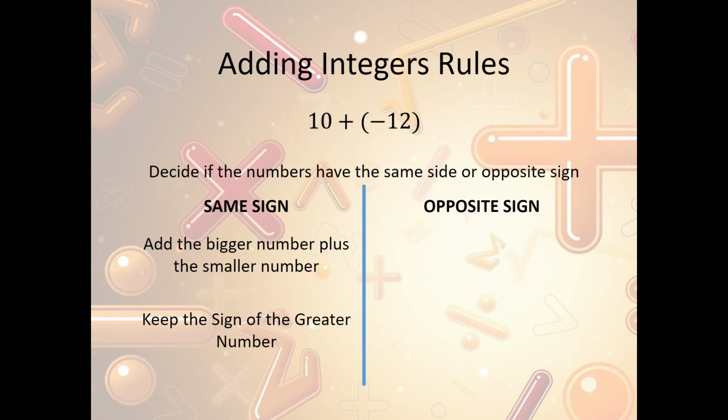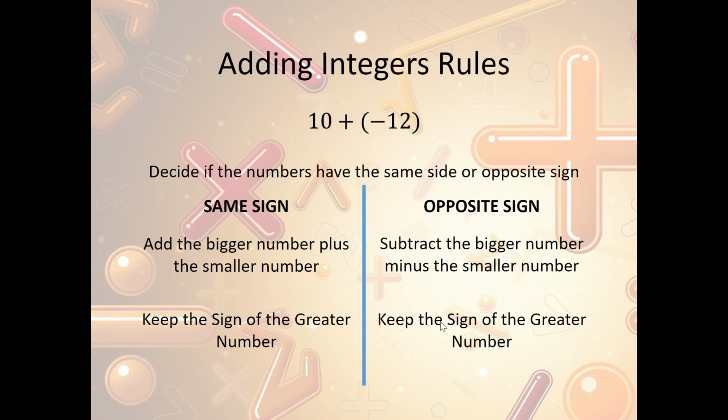Pretty simple. Now, if they have opposite signs, we're going to do the opposite operation. So we'll subtract the bigger number minus the smaller number, and then keep the sign of the bigger number. For instance, in this case, we have 10 plus negative 12. Those are opposite signs, so we're going to take the bigger number, which is 12, and subtract the smaller number, which is 10. So 12 minus 10 is 2, and then we keep the sign of the bigger number. The bigger number was negative 12, so we keep the sign, and it would be negative 2.